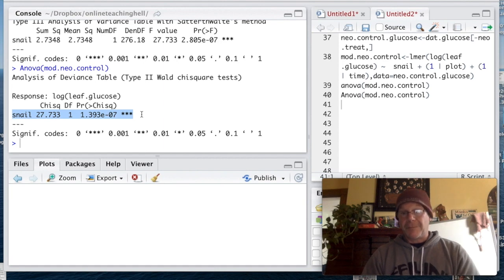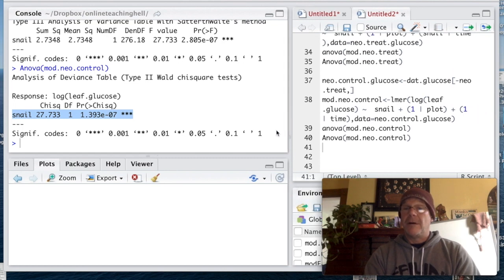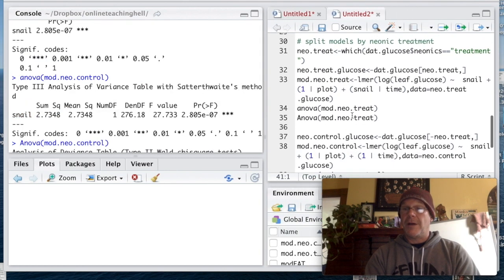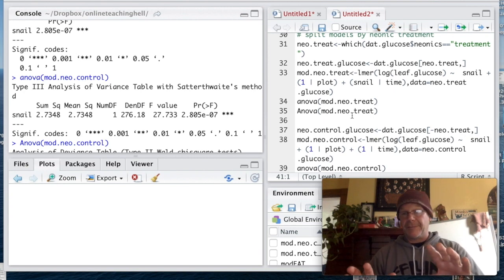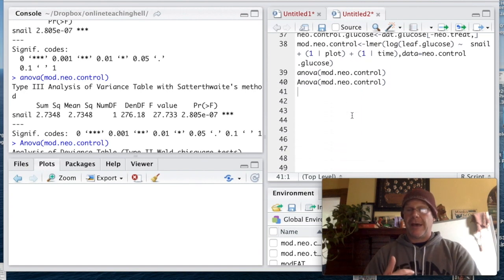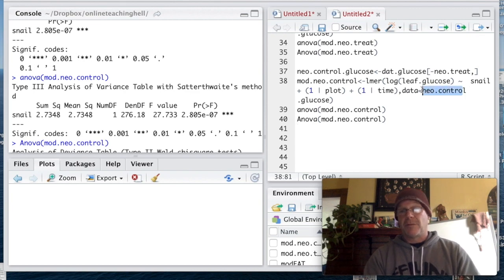Okay, and so that explains a bit as to why we had that significant interaction term. When there were neonics added, snails didn't matter. When there were no neonics added, suddenly the presence or absence of snails was important. That explains why we had that interaction term, which again is why it's important that we always split up the model to do the hypothesis testing, because we would have been wrong had we said that there was no effect of snail. Turns out there is an effect of snail, but the only time that we have that effect is when we are in the control group.